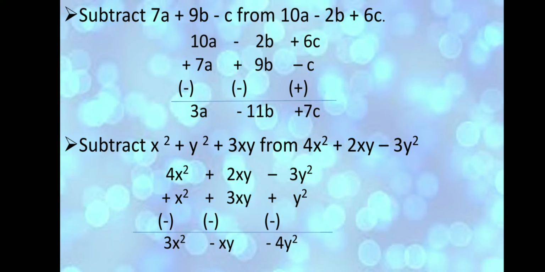as 4x square minus 1x square, which will give us 3x square, and plus 2xy minus 3xy, which will give us minus xy, and minus 3y square minus y square, which will give us minus 4y square. So this was subtraction of algebraic expression.